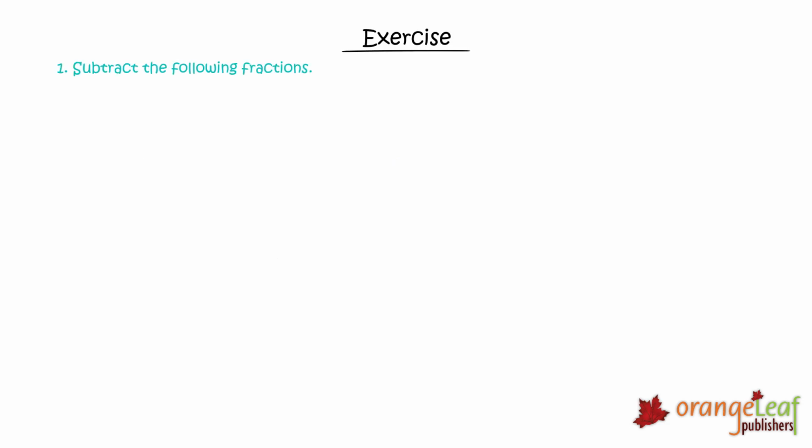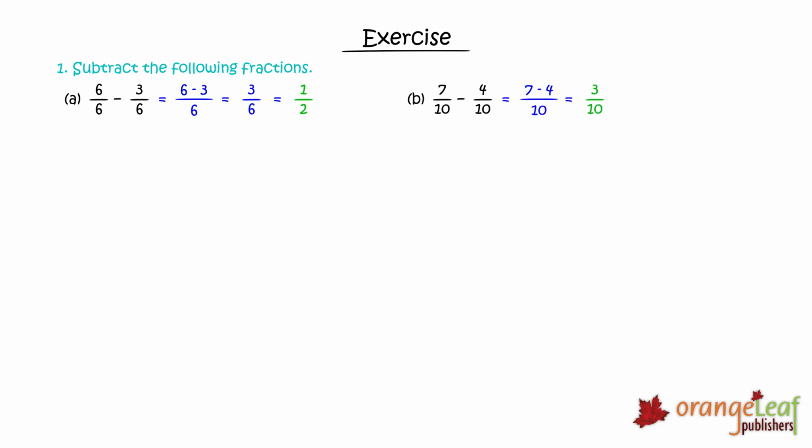Exercise. Subtract the following fractions. A. 6 by 6 minus 3 by 6 is equal to 6 minus 3 by 6, which is equal to 3 by 6. When we cancel this, we get the answer as 1 by 2. B. 7 by 10 minus 4 by 10, which is equal to 7 minus 4 by 10. That is equal to 3 by 10. Your answer is 3 by 10.